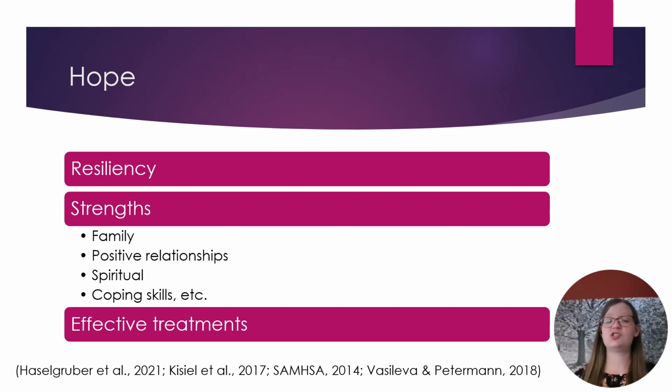Another source of hope is that strengths can really help prevent people from developing bad responses to complex trauma. So having a helpful family relationship or having positive non-family relationships can help increase people's resiliency so that they don't develop negative stress responses. Other things like having a spiritual sense of meaning or developing certain coping skills can also contribute to people responding better to complex trauma. And lastly, there are effective treatments for both trauma and complex trauma, such as stage-based treatments.